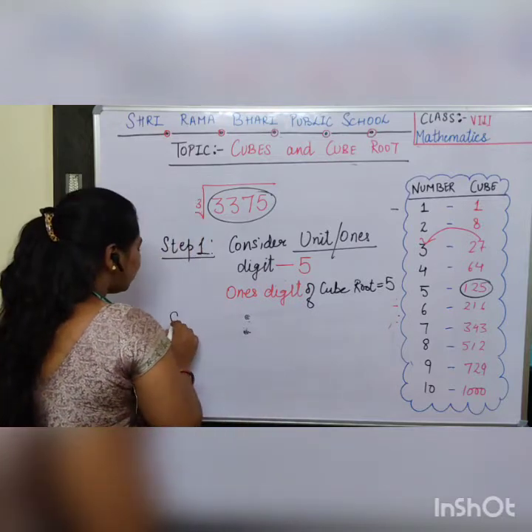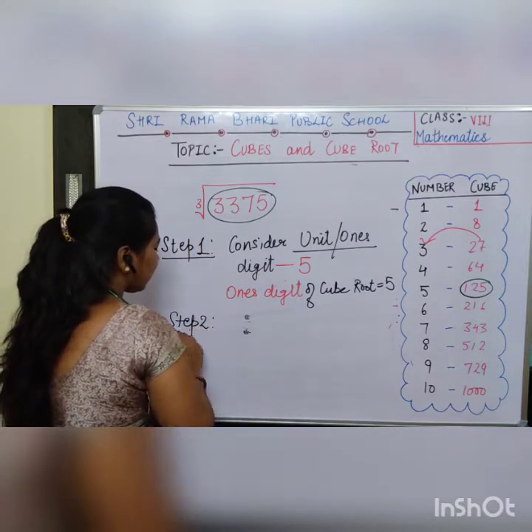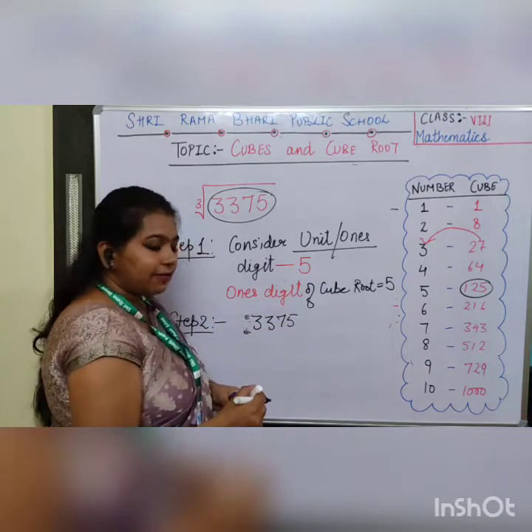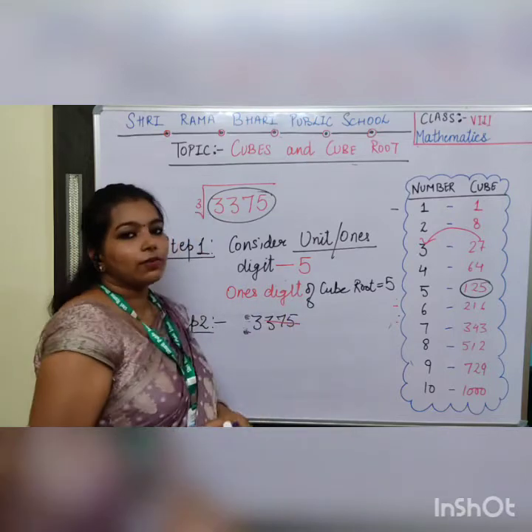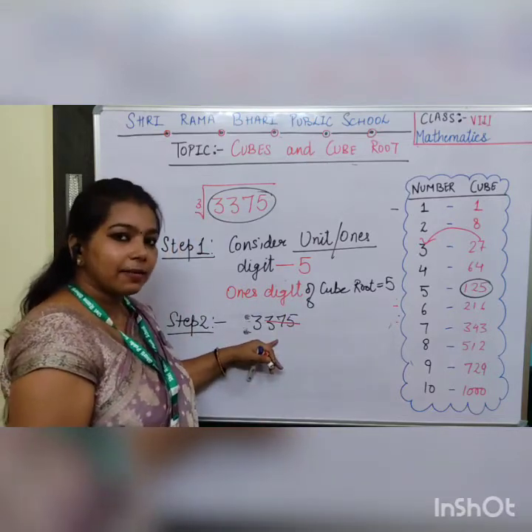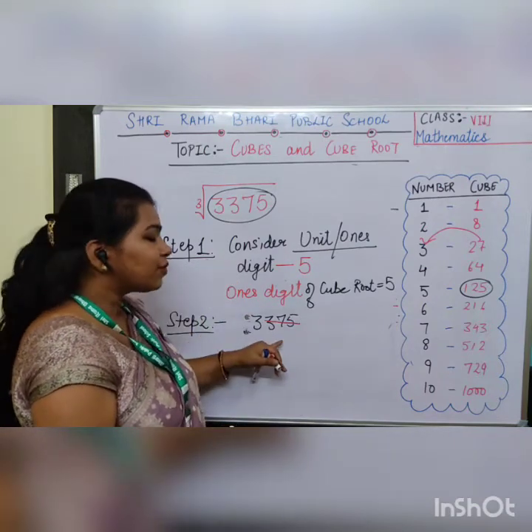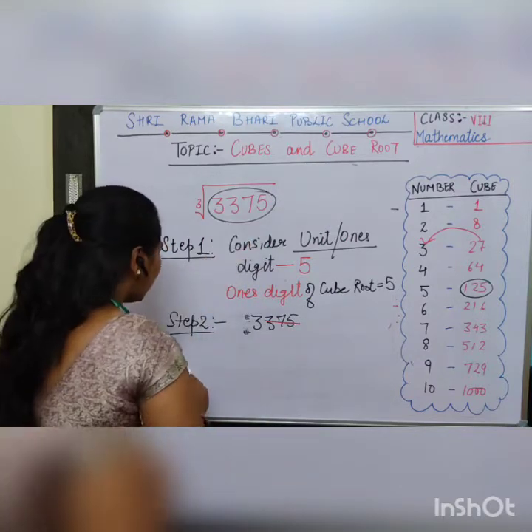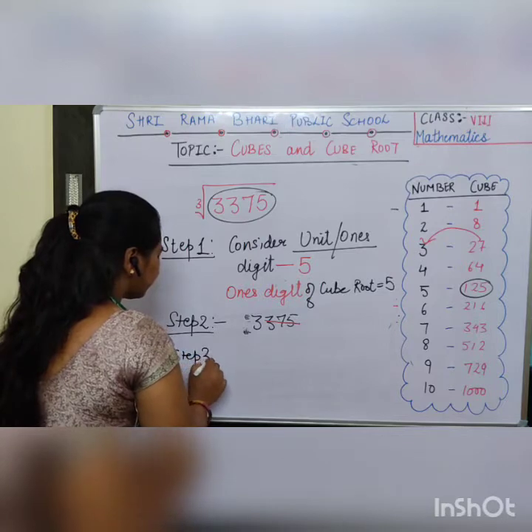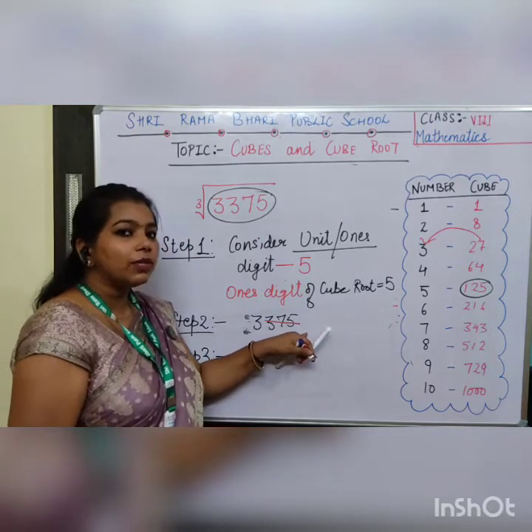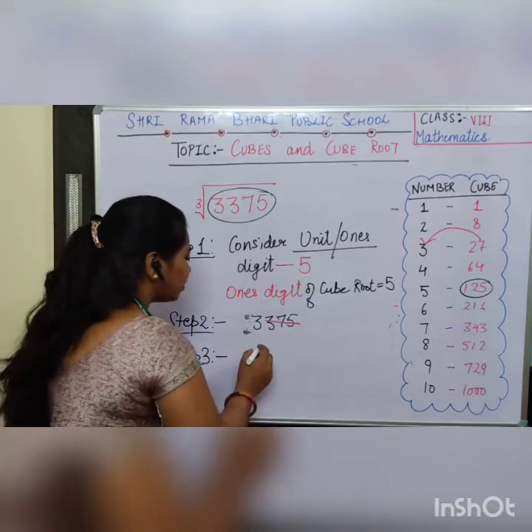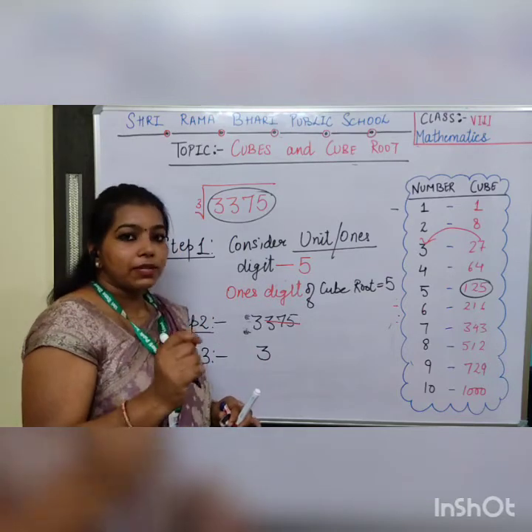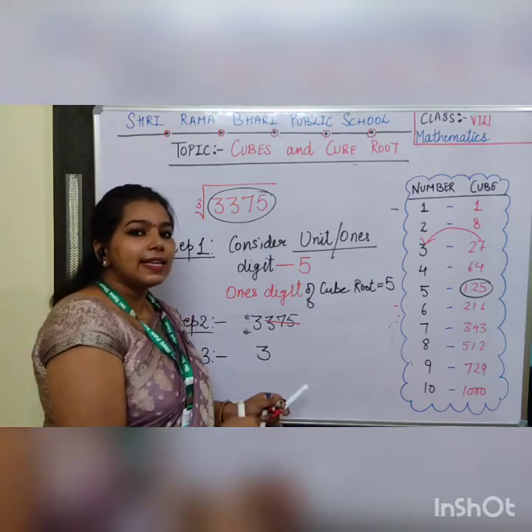Now step number 2: we will strike out the last 3 digits of the given cube number. Now step number 3: after striking out the last 3 digits, we are left with 3. So first of all we will write 3. Now we will see which number's cube is equal to or less than 3.